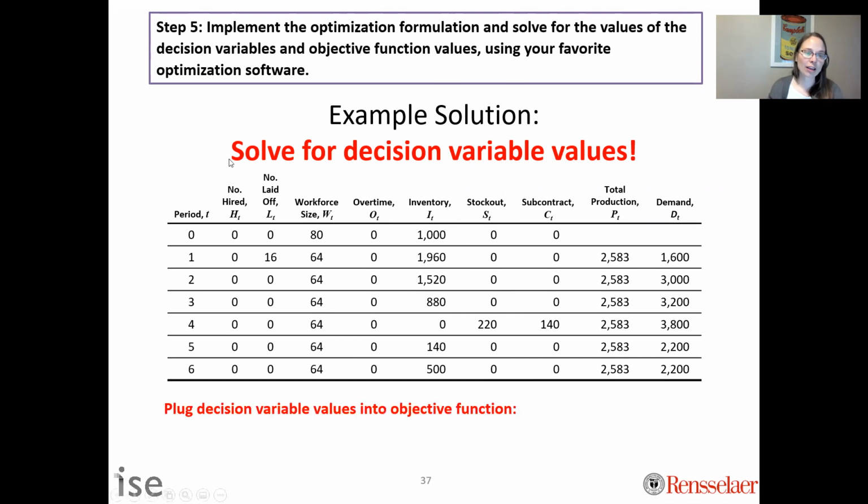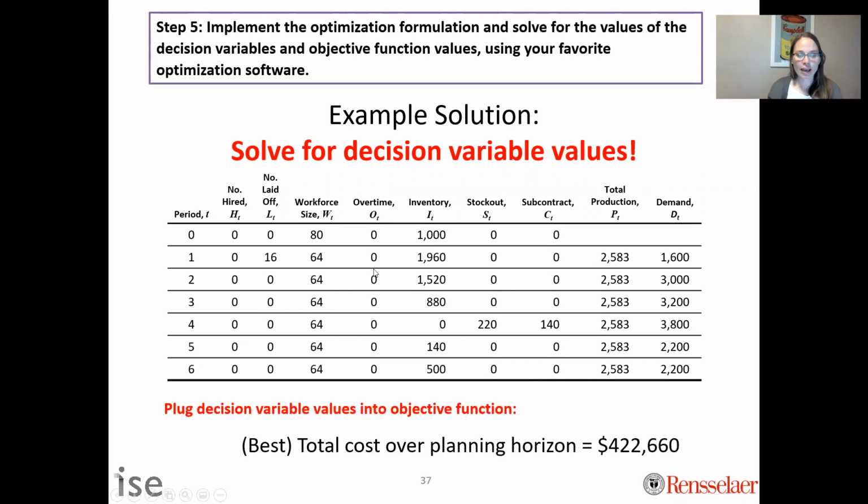And once I plug in all of these numbers into my objective function, I get that it cost me $422,660. That's the minimum cost for this example with this specific input data. So that's actually solving the problem. We finally answered, how many should I produce each month? How many should I contract? How much should I stock out? How much should I have in inventory, etc.